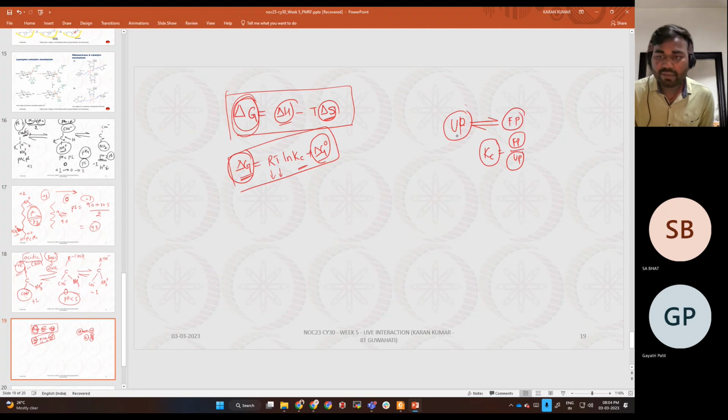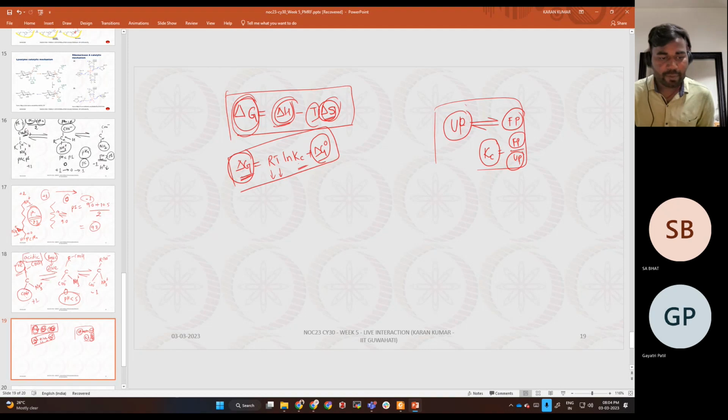Now if this is the only information given and you want to calculate delta H and delta S, you first calculate delta G, then from there, knowing the temperature, you can calculate the change in enthalpy and change in entropy. These are the kinds of problems you get in thermodynamics, folding and unfolding.